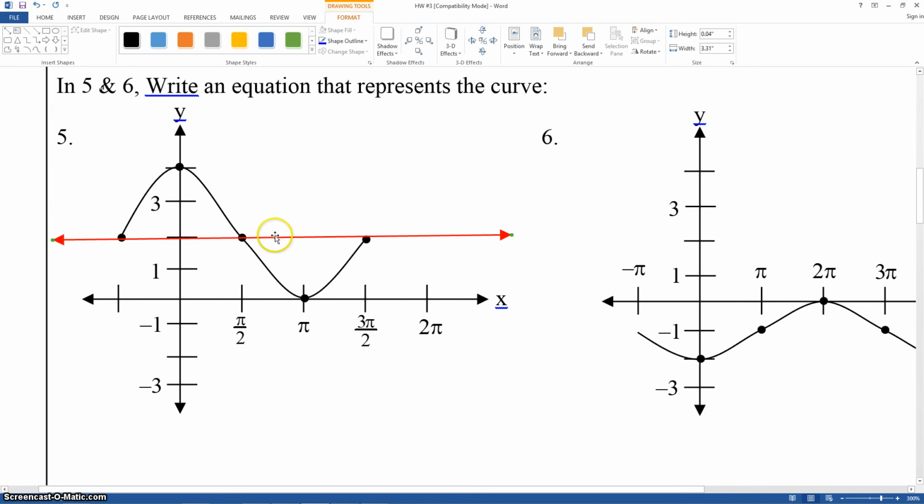So we want to know first the amplitude. In other words, how tall is it going to be? So if you look at the middle line, the symmetry line, how tall does it go? Let's see. 1, 2. So it's 2.